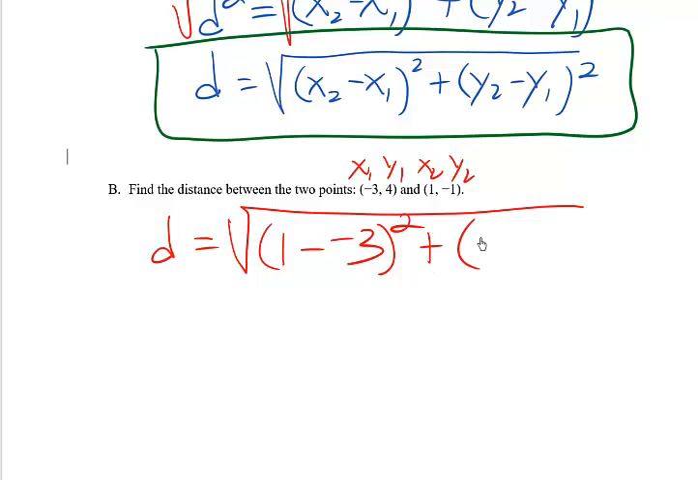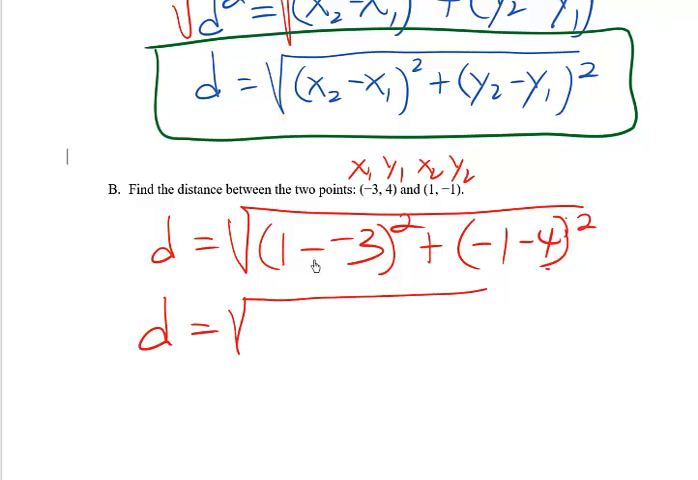And then I put in my second y minus my first y. I have to square that as well. Again, watch out for all the minus signs. In terms of simplifying this thing, you've got these parentheses that need to be worked out. So let's see, 1 take away -3, those guys would plus out, right? That makes 4 squared. And then it looks like the other guy makes -5 squared.